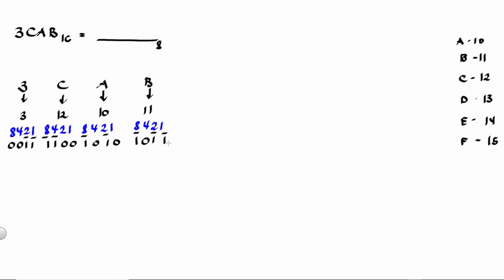And the next thing we do is group these binary numbers into 3 since we are solving for the octal. So this is our first group, 1, 2, 3. For our second group, we have 1, 2, 3.